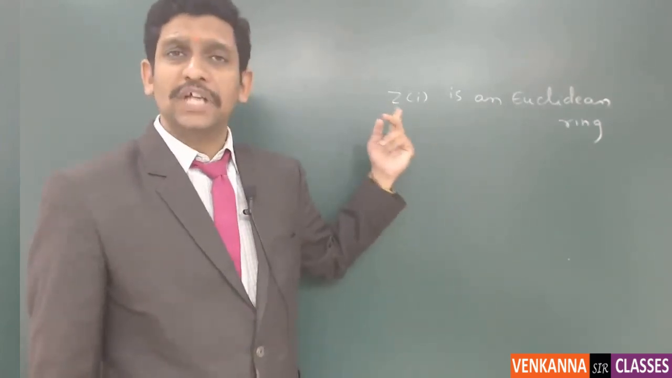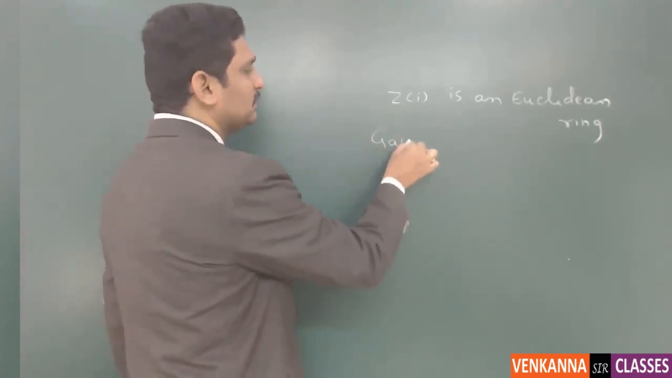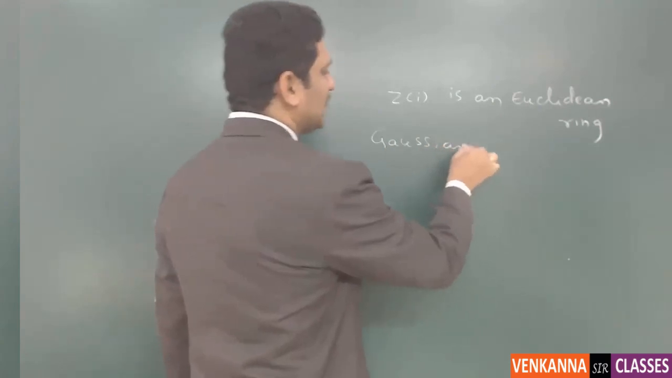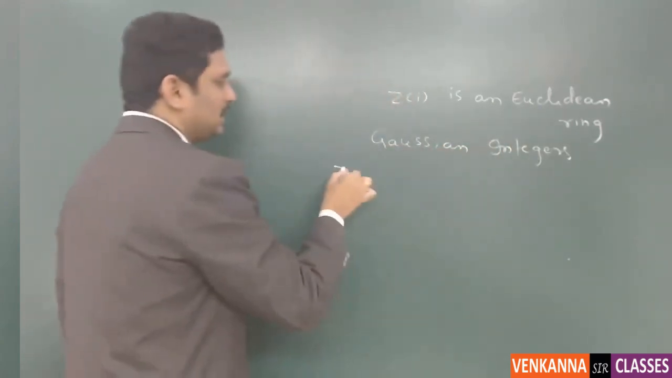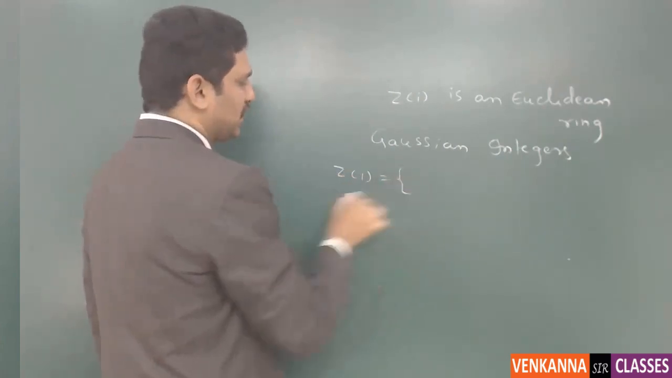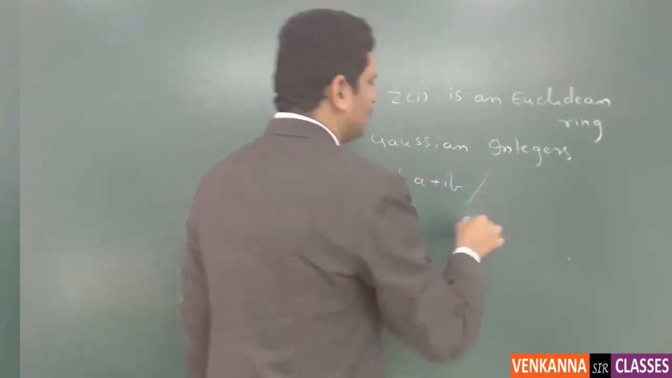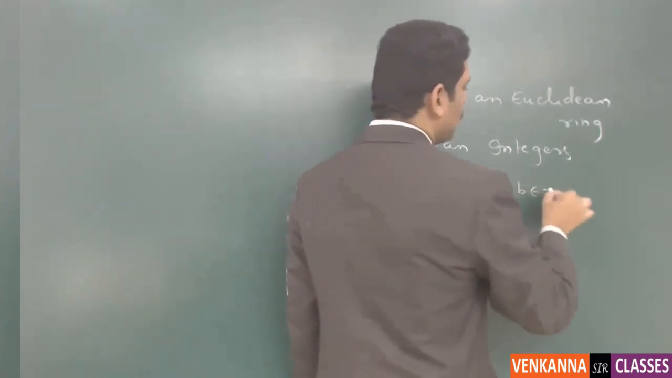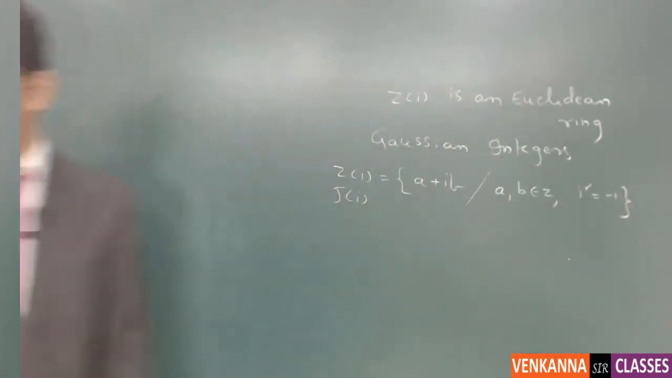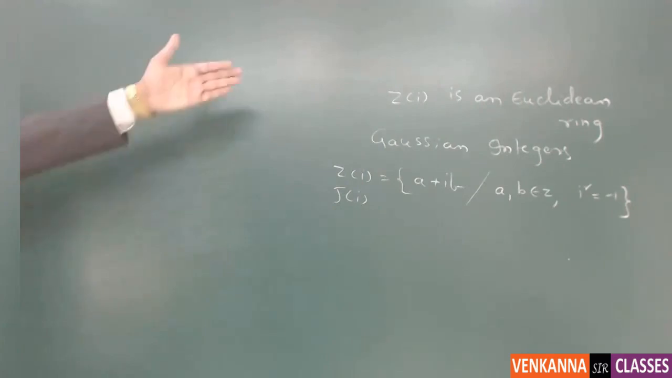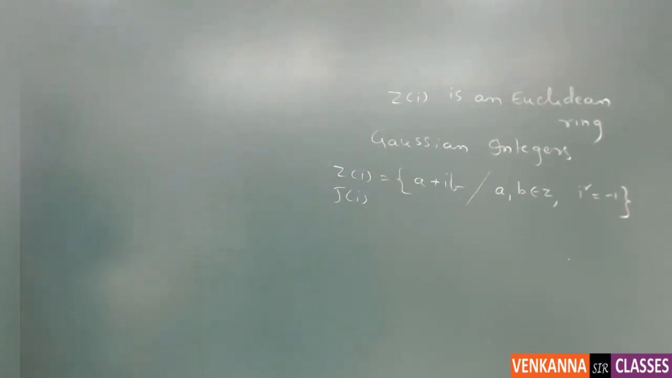And what is this Z of I? It is nothing but the set of all Gaussian integers. We call it the set of Gaussian integers, denoted by Z of I or J of I. There are two notations for it. It is the set of all a plus ib such that a, b are integers and i square equal to -1. So here you are going to prove that the set of Gaussian integers is a Euclidean ring.